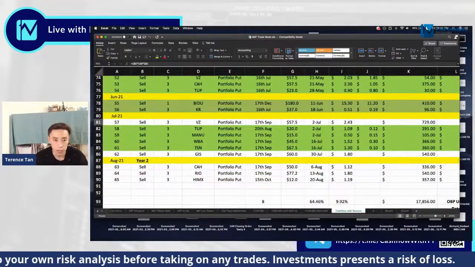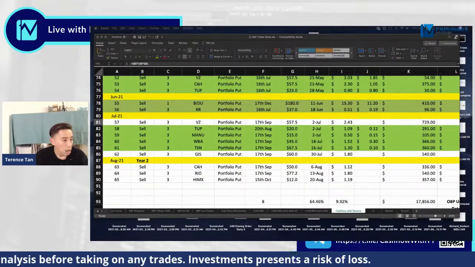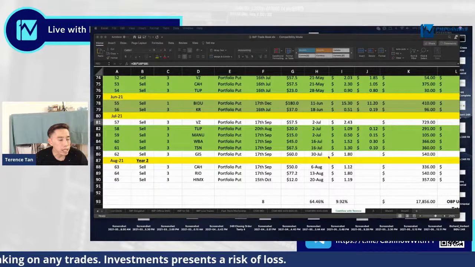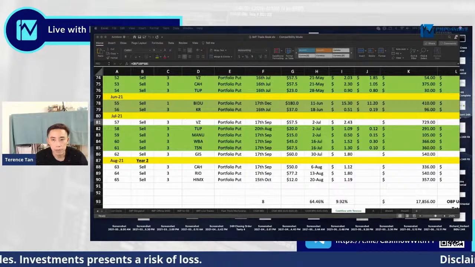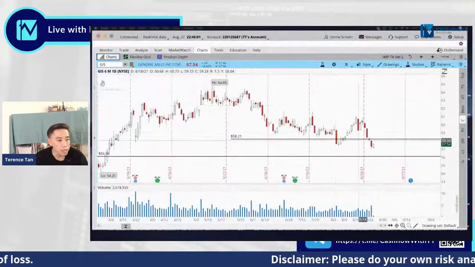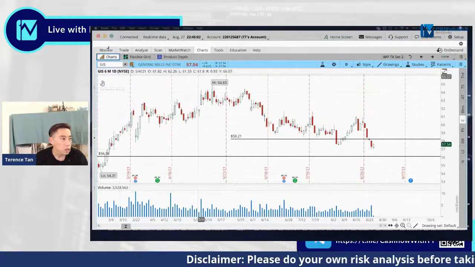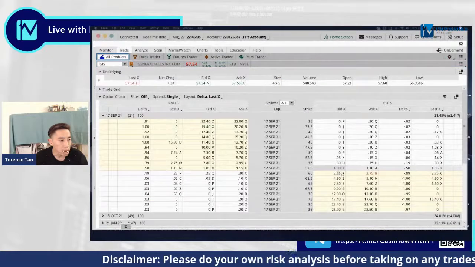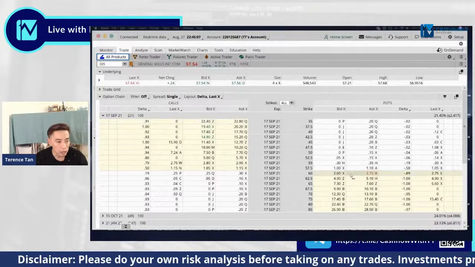All right, so next one, GIS. Now 17 September, 60 puts, 180. So same drill as well. Market has been going up, defensive stocks have been coming down. Now, we had profits on this trade last week, but it's probably gone right now. So let's take a look.